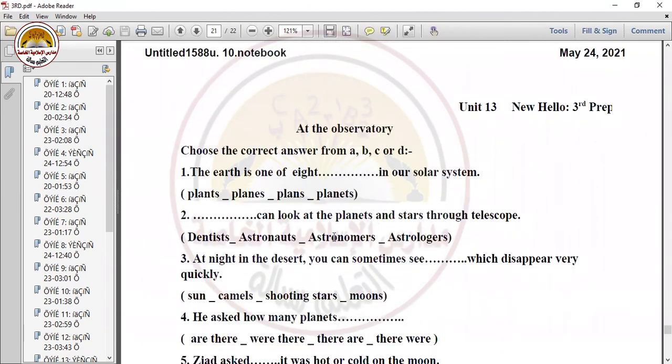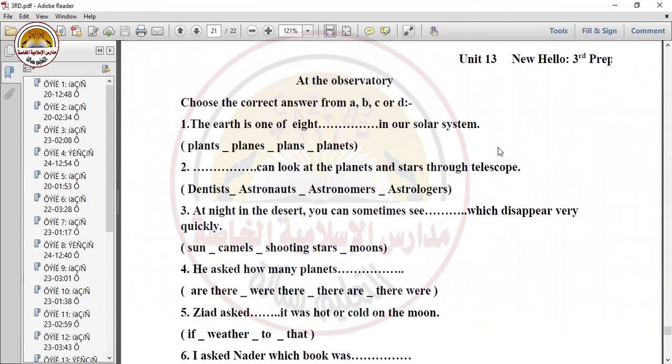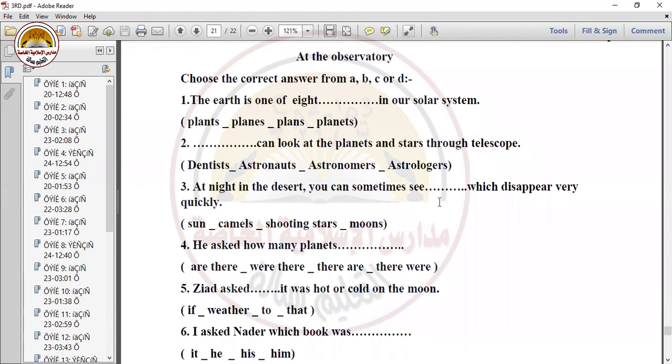We have a quiz for unit 13. Do you remember it? Yes. Okay, let's continue. Number one, the Earth is one of eight planets in our solar system. Do you know our solar system, the sun, and we have eight planets? Planets, yes.